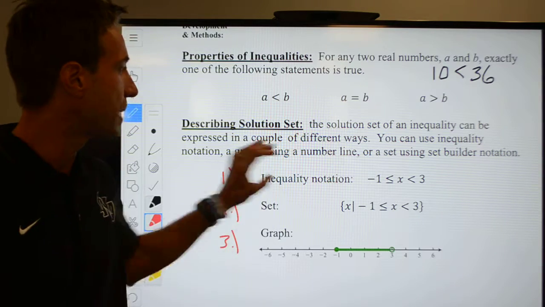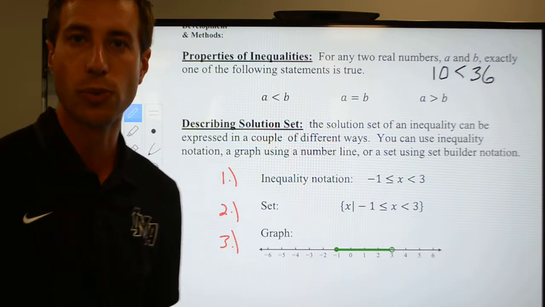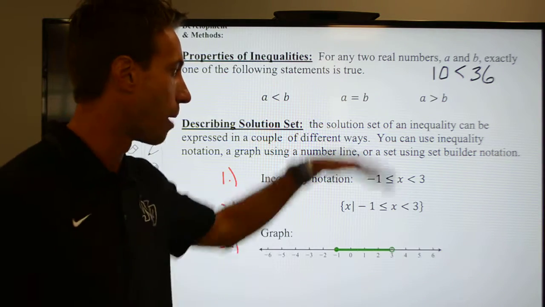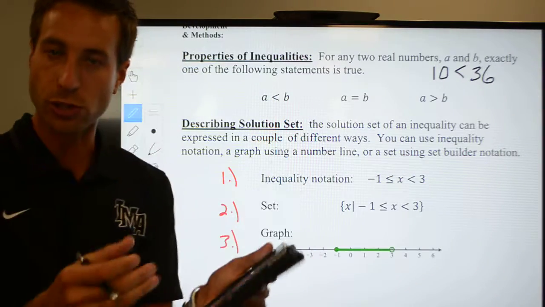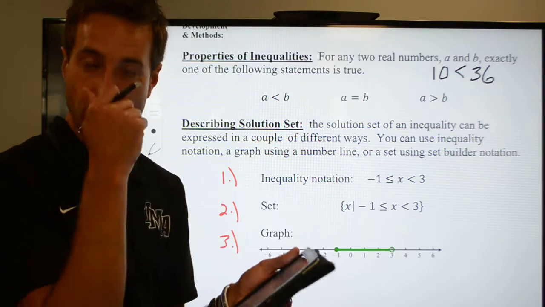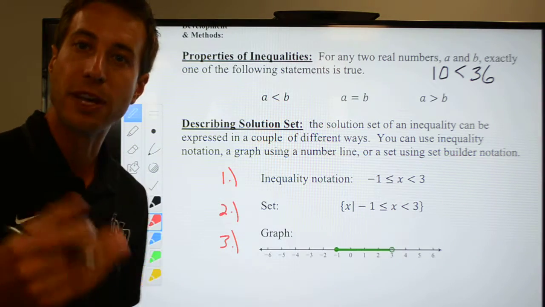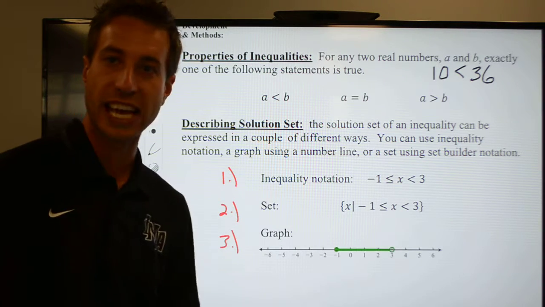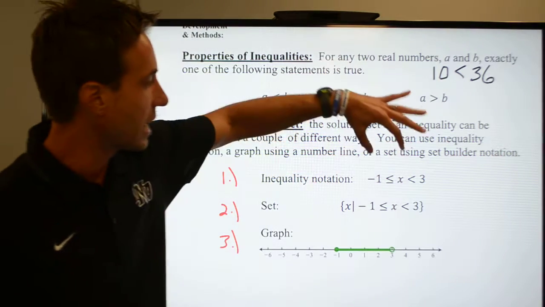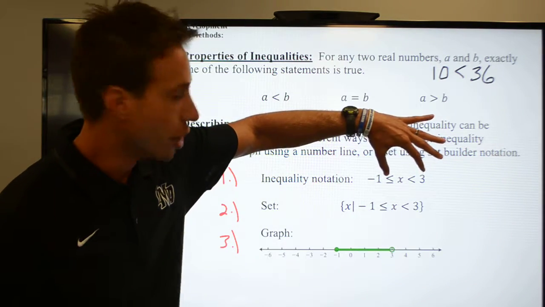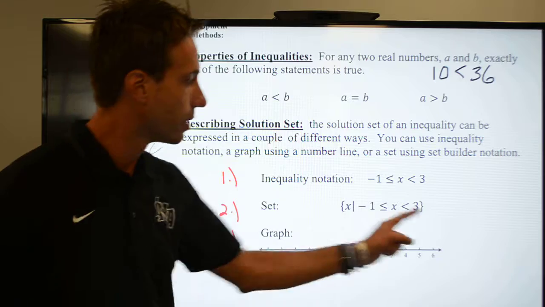The first one is going to be inequality notation. This is just what we know. When you solve the inequality problem, the solution you get is your inequality notation. Beyond that, for set builder notation, please notice you are going to take your inequality notation and put it inside of braces.